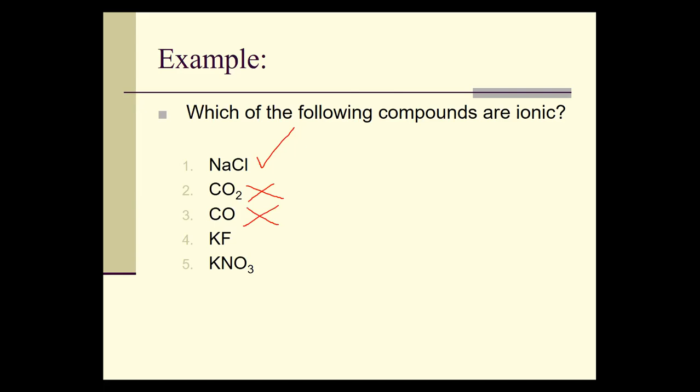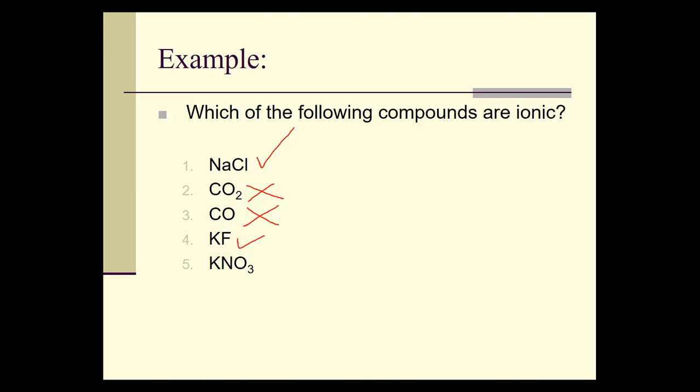What about potassium and fluorine? Is potassium a metal? Look all the way on the left of your periodic table. Is potassium a metal? Yeah. Okay. Is fluorine a metal, or is fluorine a non-metal? All the way on the right side of your table. It's a non-metal. So this can form an ionic bond.